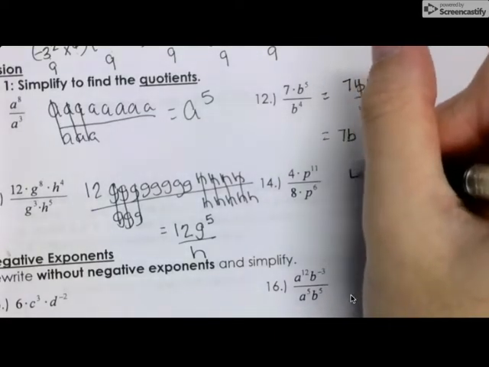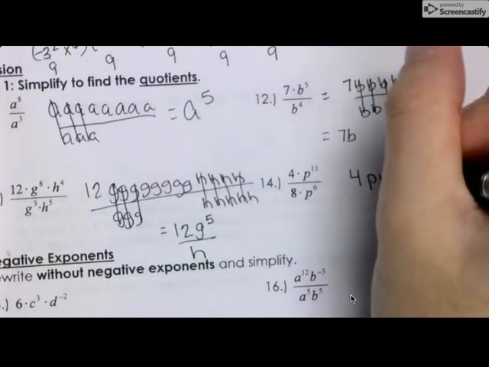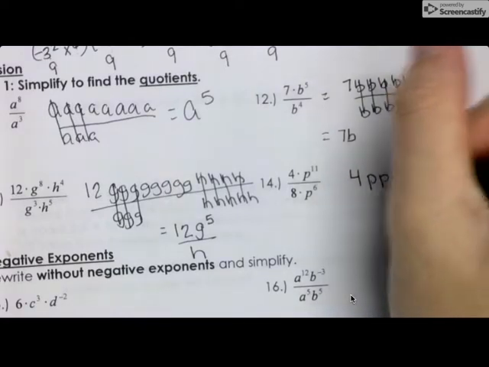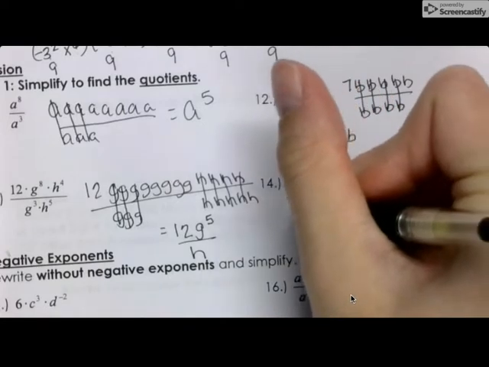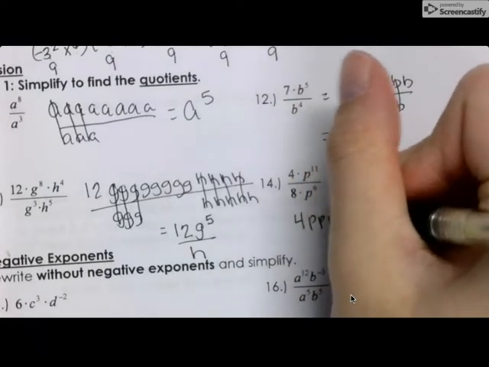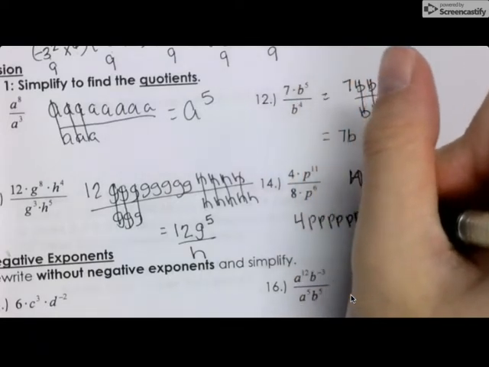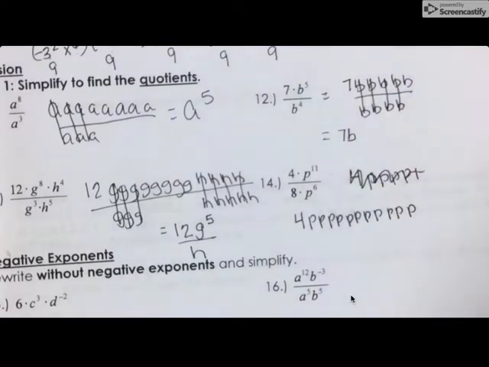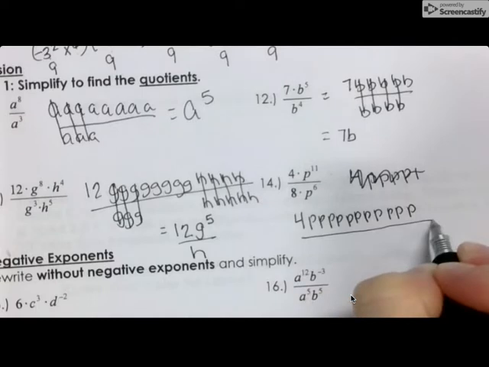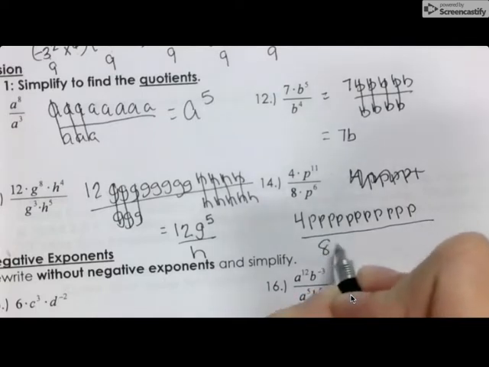Okay. I have 4 and then I have 11 P's. Let me write this so that you guys can see it. 1, 2, 3, 4, 5, 6, 7, 8, 9, 10, 11. All over 8 and 6 P's.